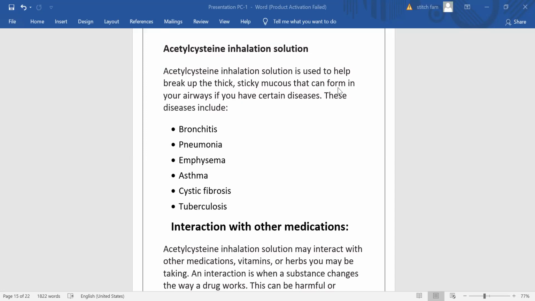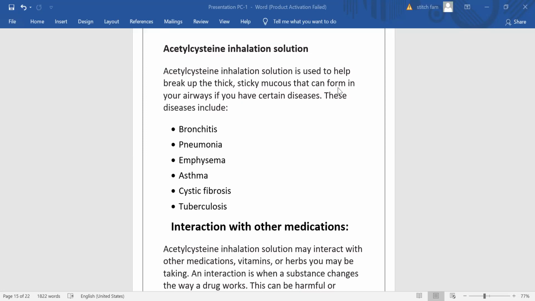Cystic fibrosis is a disorder that damages your lungs, digestive tract, and other organs. And tuberculosis is a serious illness that mainly affects the lungs. Tuberculosis is caused by germs, and the germs that cause tuberculosis are a type of bacteria.